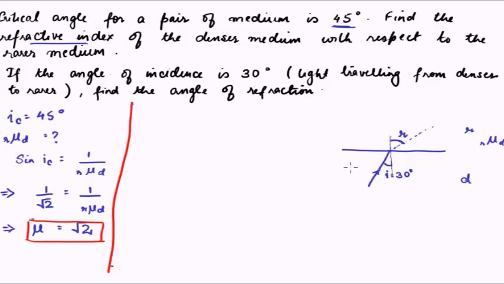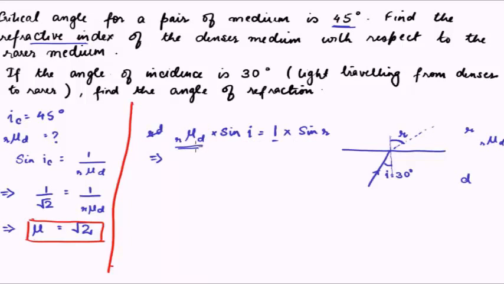The refractive index of denser with respect to rarer is mu dr. So mu dr times sine of i will give me, since I have taken this as the relative refractive index, I can take 1 here times sine r. I hope you understand why I took 1 here, because I have already taken the refractive index with respect to the rarer medium. So obviously this has to be 1.